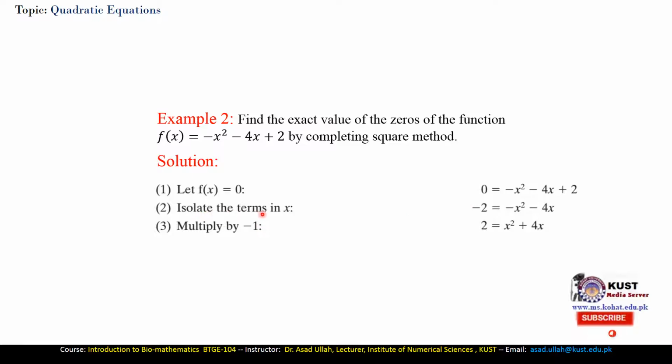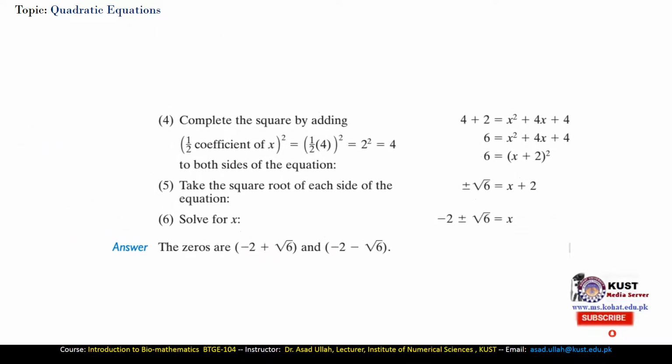Isolating the terms in x, we get minus x square minus 4x is equal to minus 2. Now to make the coefficient of x square positive, we multiply this equation by minus 1. That is, multiplying both sides of this equation with minus 1, we get x square plus 4x is equal to 2.